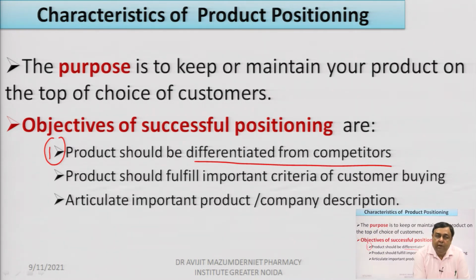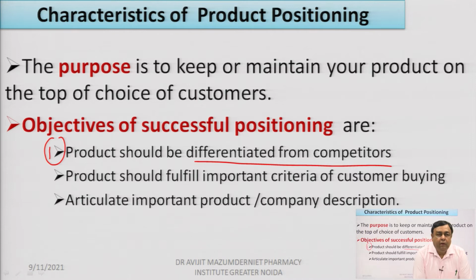Your objective in the long run, at the end of the day, is that the customer must be loyal. Customers must select your product and not the competitor's product. That is, you need to dislodge the competitor's product from the mind of the customer, and it is this product positioning which guides you to achieve this goal. So, the product should be differentiated from the competitors.